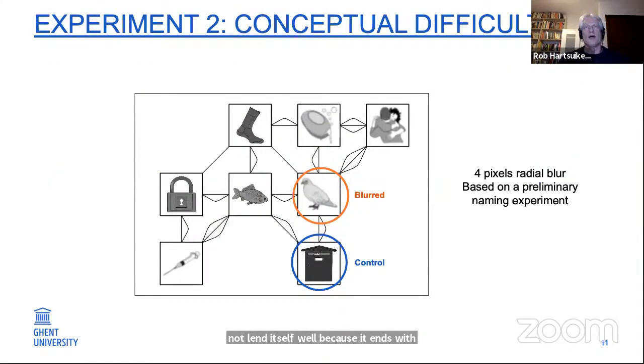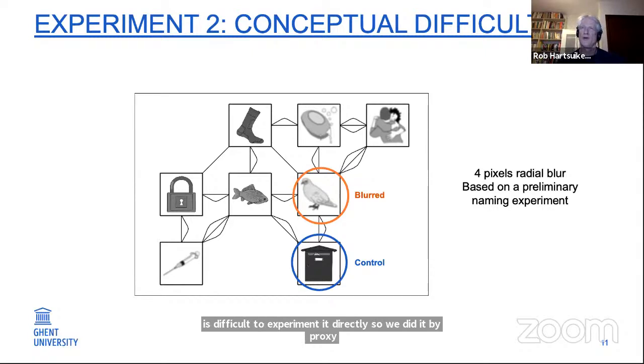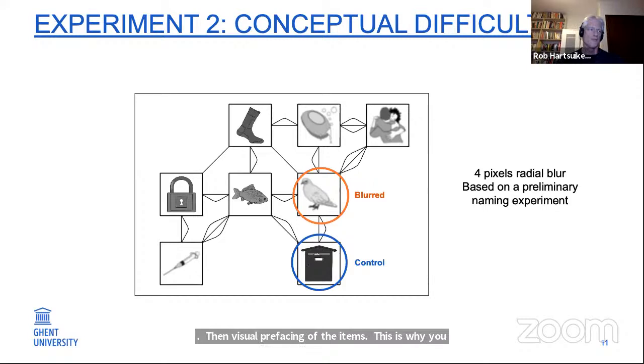Let's quickly go to the next experiment, where the aim was to cause difficulty at the level of conceptualization. So we move up in the language production system. It's difficult to affect conceptualization directly. So what we did was a sort of manipulation by proxy, make it more difficult to do a step before it, namely visual processing of the items. This is why you see blurred items and clear items in this example. So if you blur the items, you make visual object recognition more difficult, and hence you delay conceptualization.